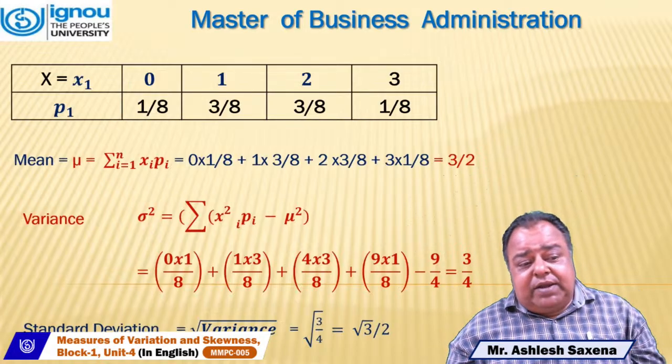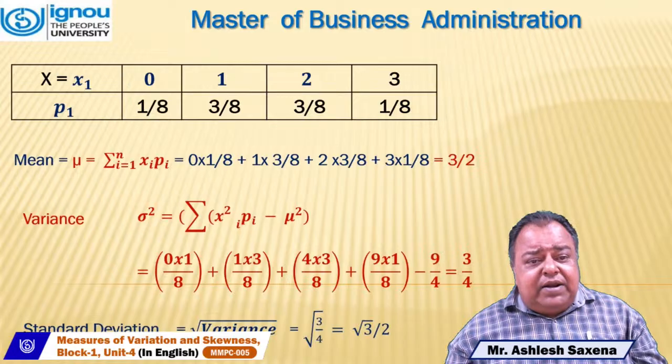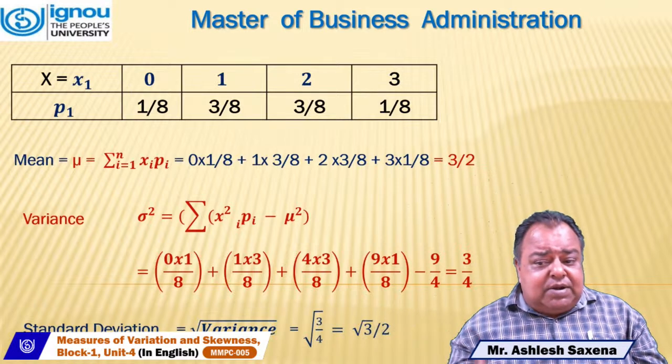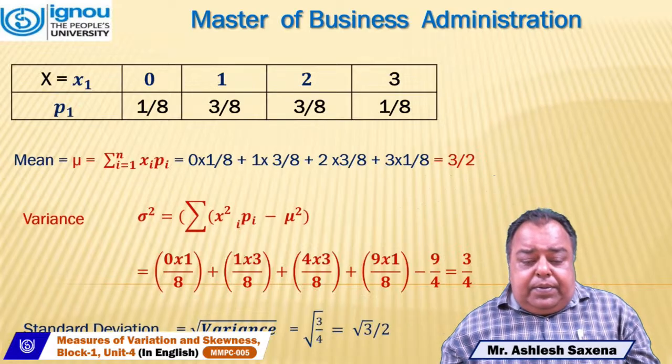Now we have to evaluate mu. That is, mu is equal to summation xi pi. Multiply 0 by 1/8, plus 1 into 3/8, plus 2 into 3/8, plus 3 into 1/8, which comes out to be 3 by 2.